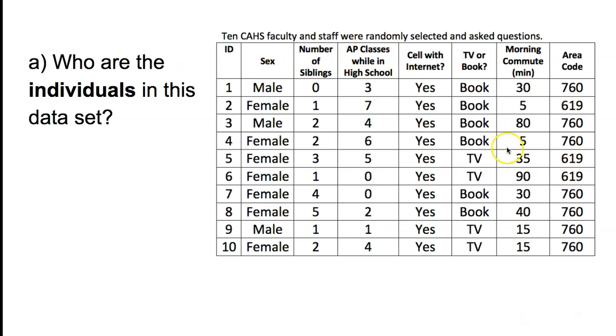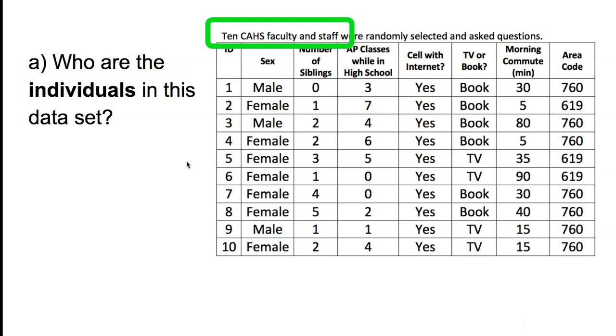But this is a data table, or data table. Data or data, I've heard them both ways. So I go back and forth with those. But we have different variables represented here. The individuals, though, would be 10 Classical Academy faculty and staff.